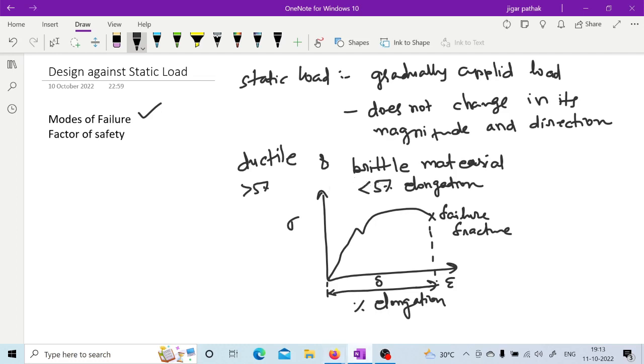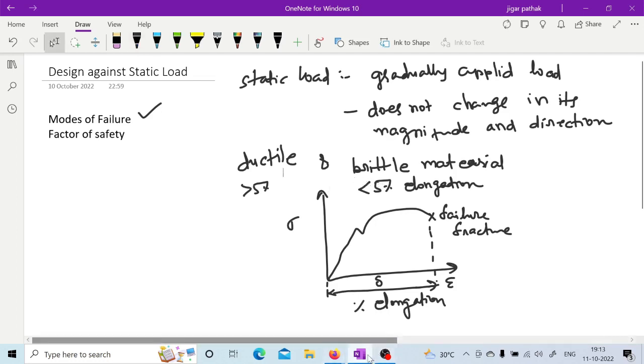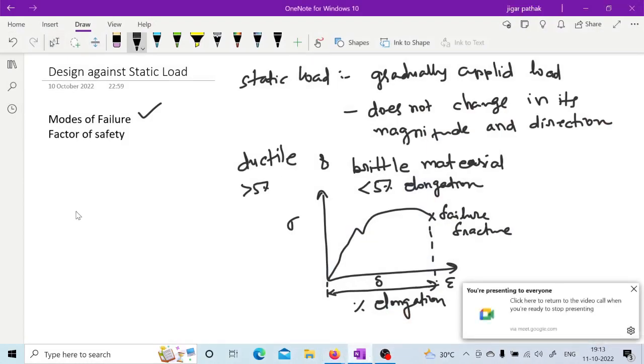Now in case of modes of failure, there are three different modes of failure. First, your component may fail by elastic deflection.